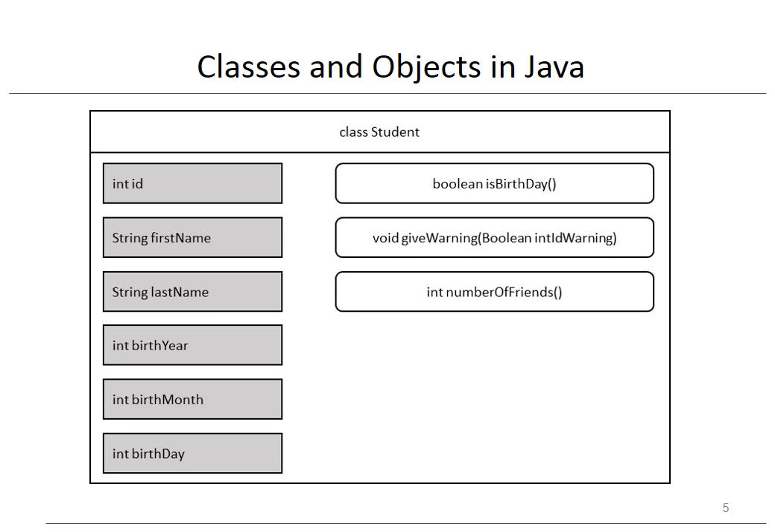The class also has three methods. The method isBirthday returns true if it's the student's birthday today. The method giveWarning issues a warning in case the student needs to study harder. The method numberOfFriends returns the number of friends a student has.